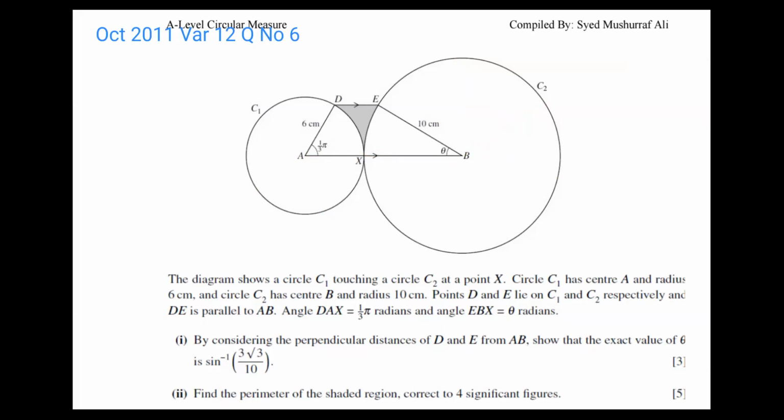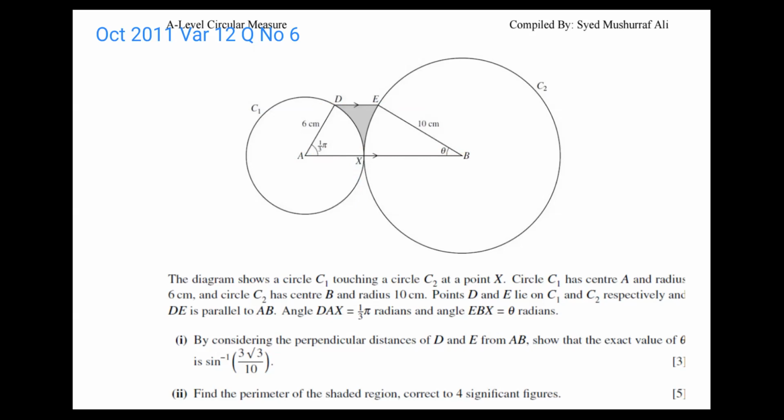Second, the angle given here is pi by 3, with 6 and 10. And this double arrow mentioned means they are parallel to each other. When two lines are parallel, we can use many important things. Parallel lines concept: by considering the perpendicular distance between DE and AB. Where is DE? DE is this gap, AB is this gap. So we have to use these two things and the gap between them.